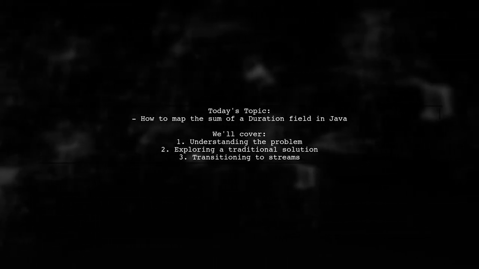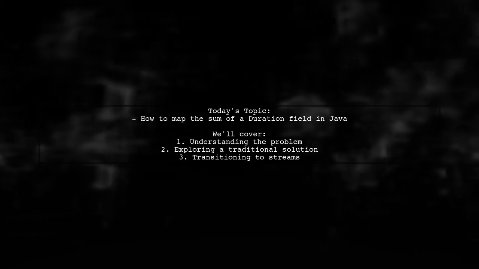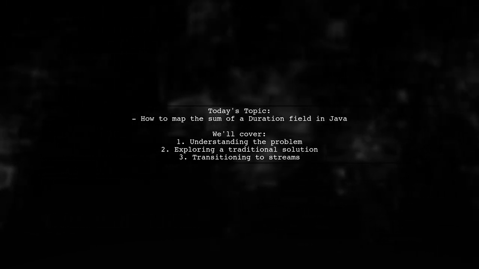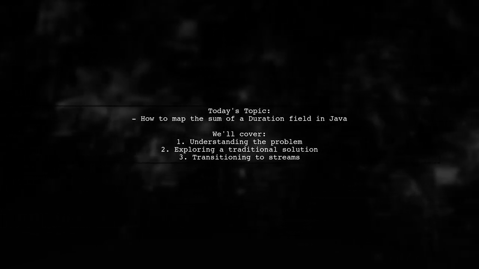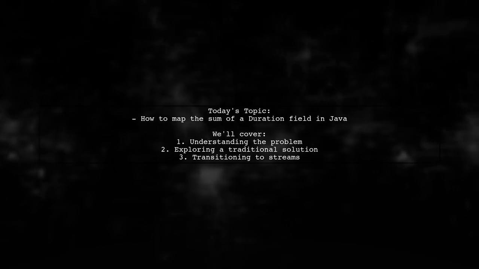Today, we're tackling a question that many Java developers encounter. Our viewer is looking to create a map that holds activities and their total durations, especially when those activities appear multiple times with varying durations.